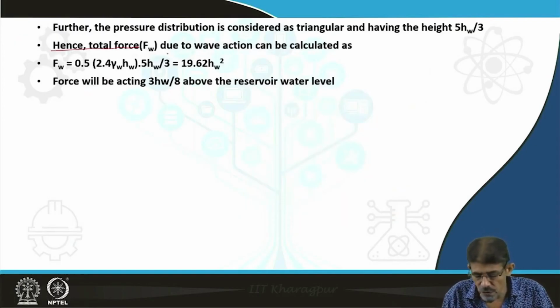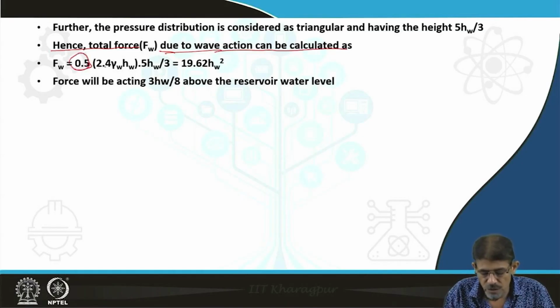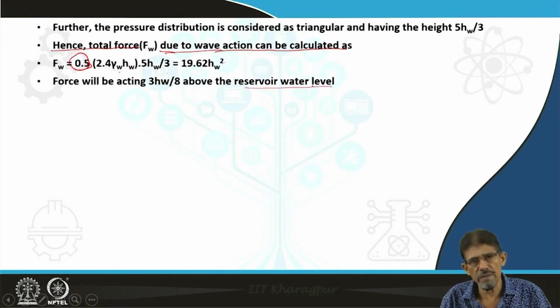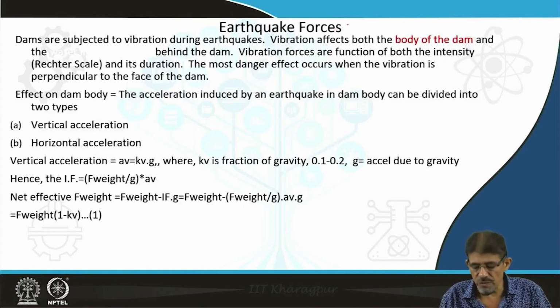The total force due to wave action can be recognized as half, 0.5 into 2.4 unit weight of water and the height of wave multiplied by 5 times height of wave divided by 3, and the resultant is 19.62 HW whole square. This total force caused by wave acts at 3 HW by 8 above the reservoir water level. Next is earthquake force.